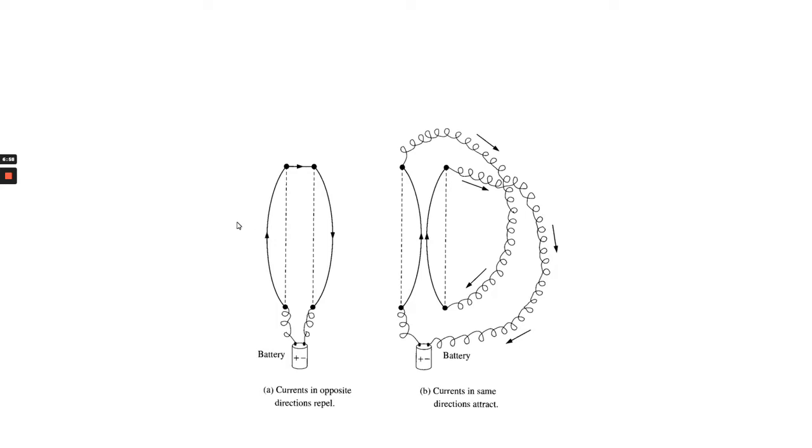Moreover, I could hook up my demonstration so as to make the currents flow in the same direction, as you can see in figure B. So arrange it in such a way that both of the wires now have their current flowing in the same direction. So they are parallel. Now the tendency for this case is that they are found to attract. Okay, so they attract, unlike in the previous case, where they repel.